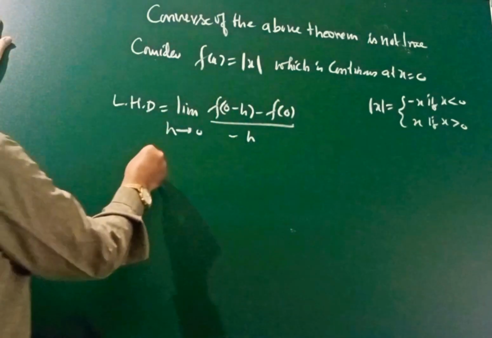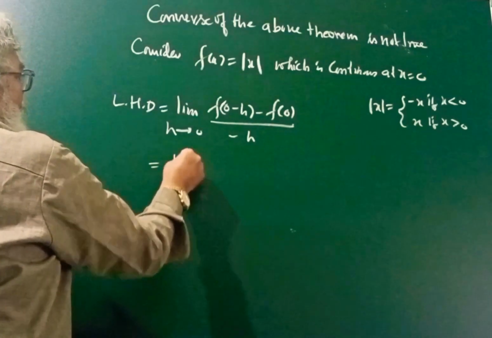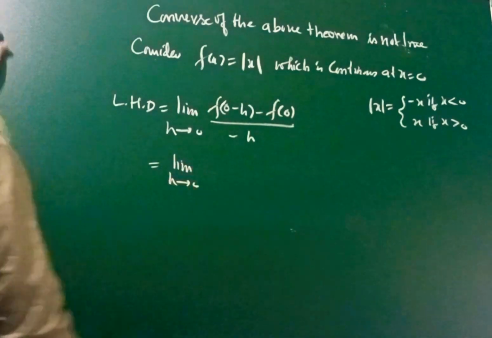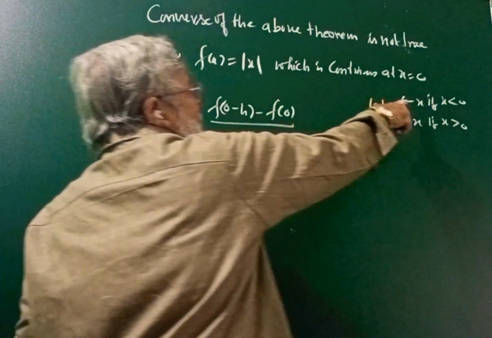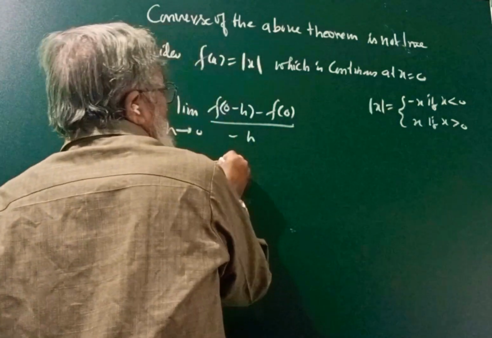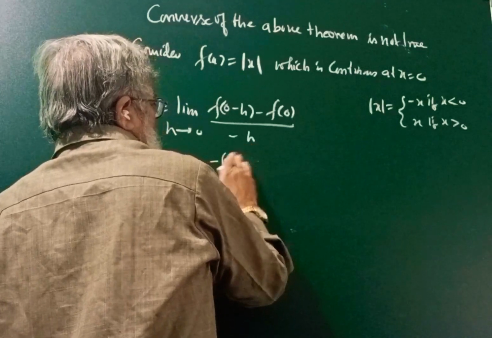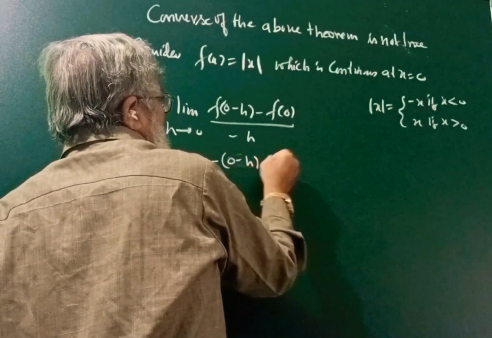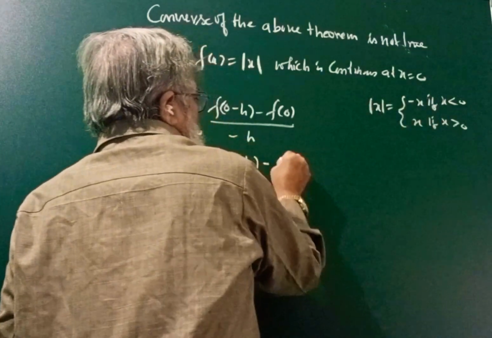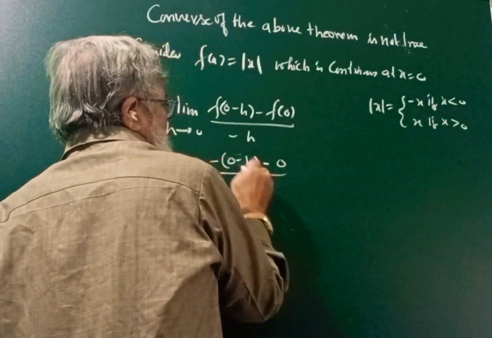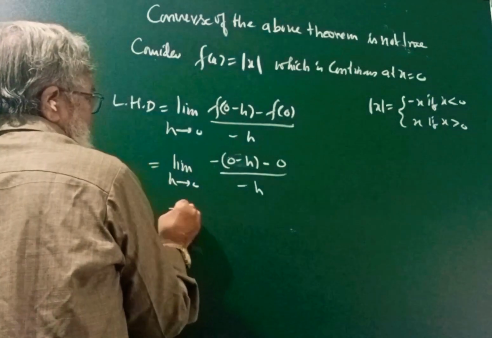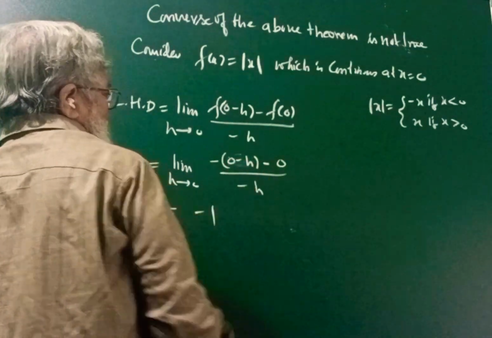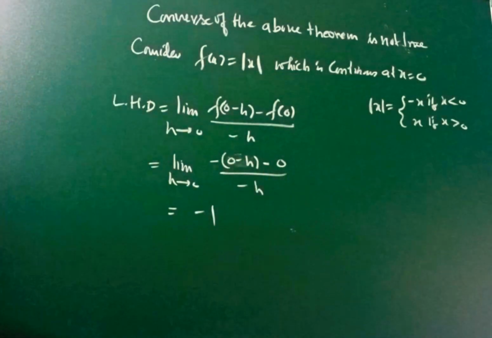Now you see here, limit h tends to 0, f of 0 minus h. 0 minus h means here it is minus of minus h. Minus f of 0 is equal to 0, by minus h. Minus into minus is plus. So we get h gets cancelled, plus 1 by minus 1, that is minus 1. That is left hand derivative.